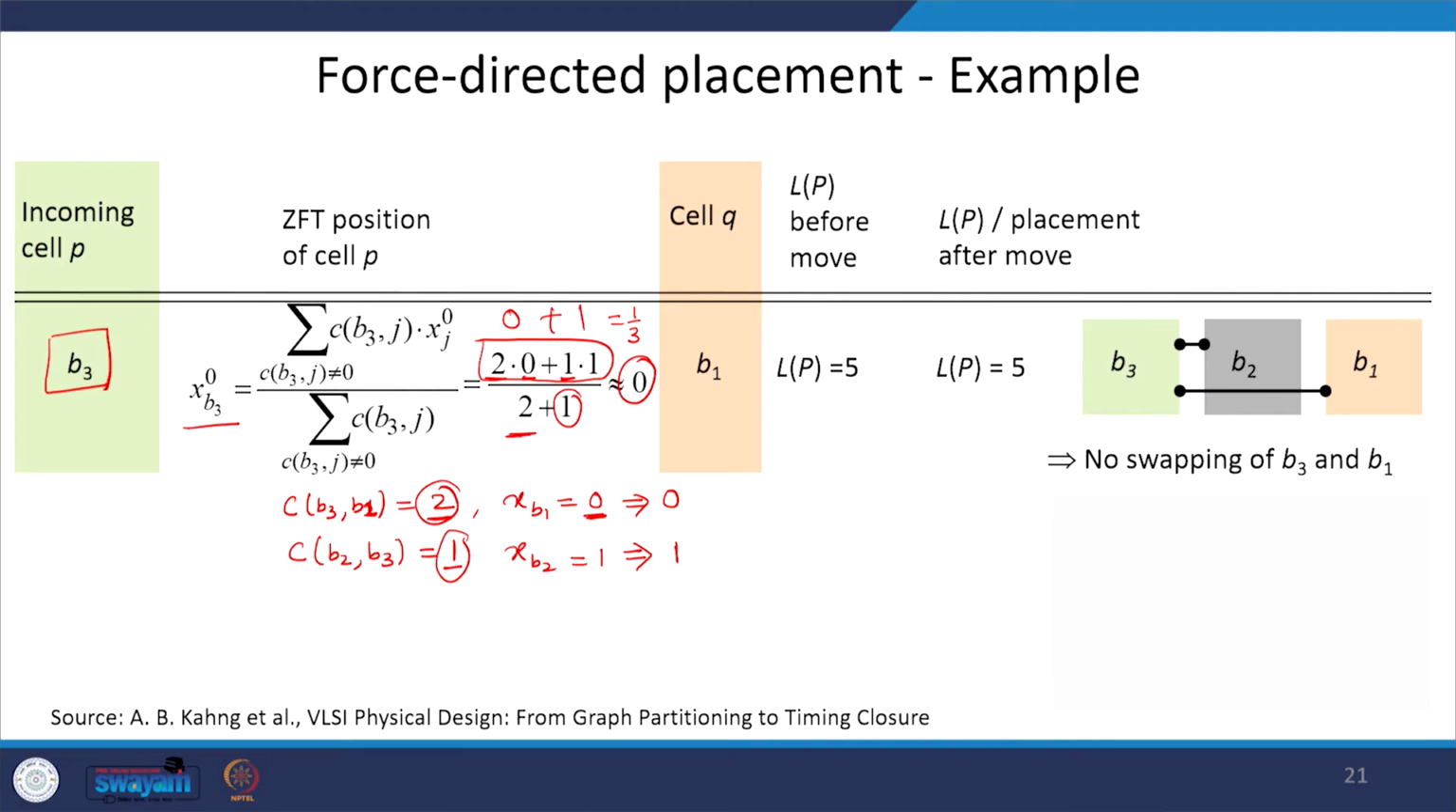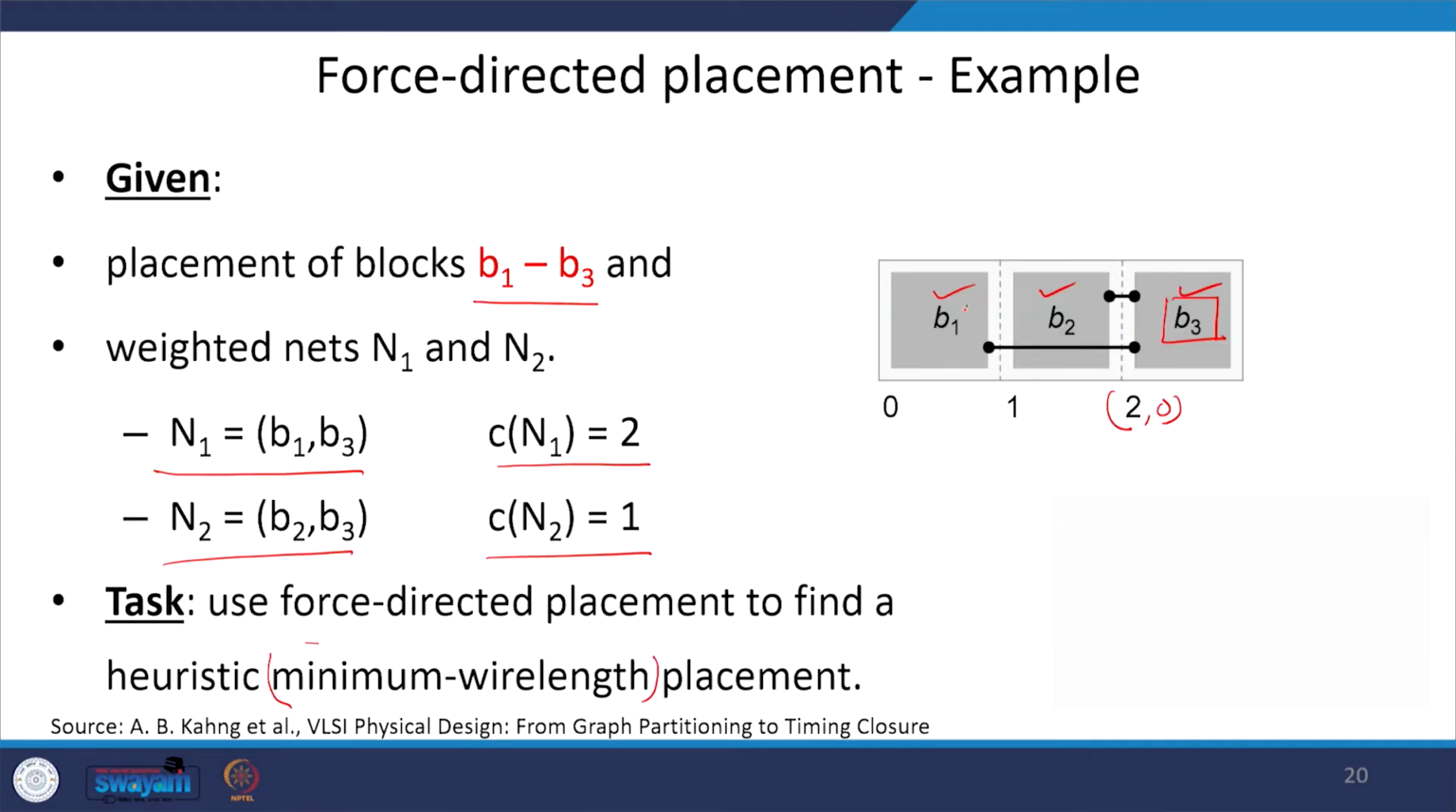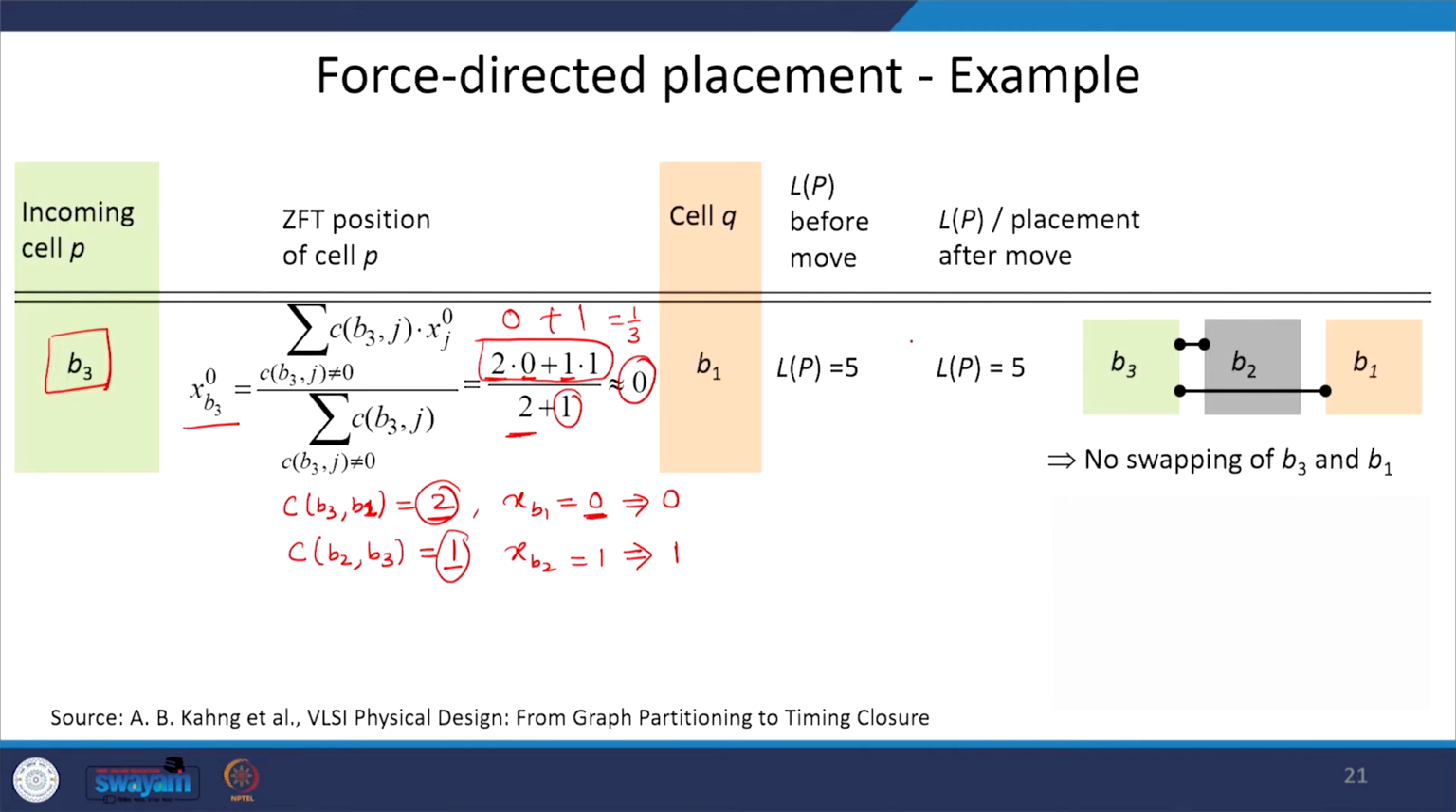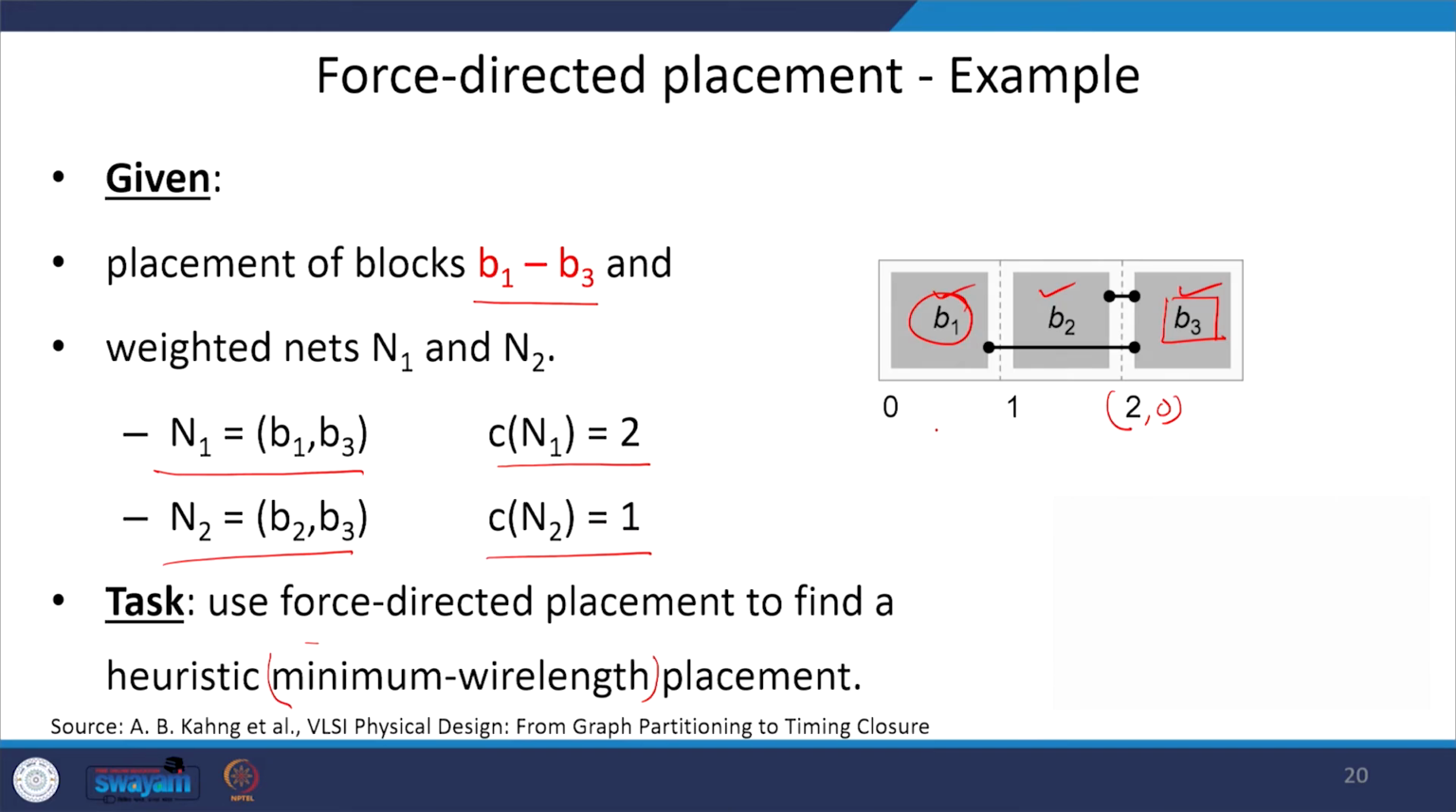Since block B1 is already in this position and B3 is also coming to that place, we need to find L of P before the move and after the move. The before-move case is the initial placement, case 1. This L of P is basically C of N1 into D of N1 plus C of N2 into D of N2.